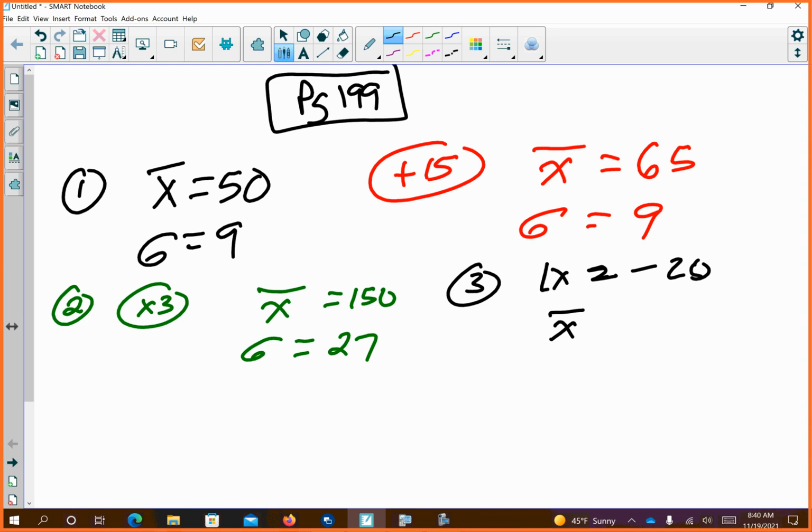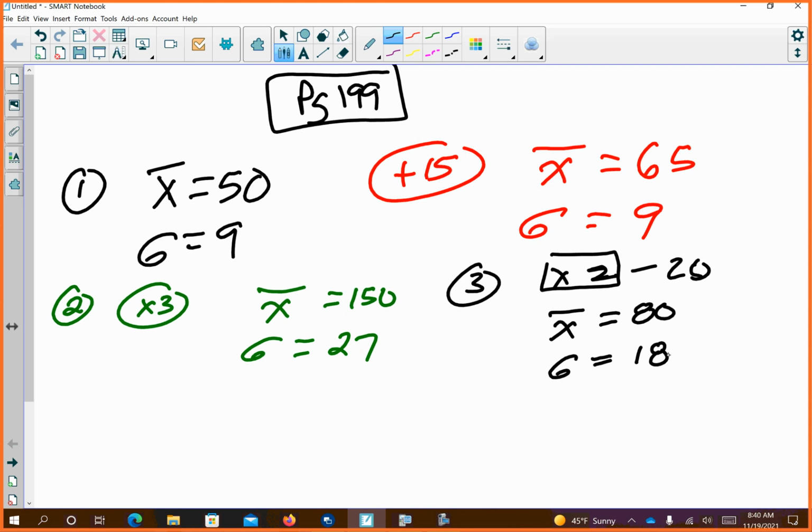All right, so we're going to double and then subtract 20. So I'll double the 50 to get 100 and then subtract 20 to get 80. And then the standard deviation will be doubled, but we do not subtract. So multiplication and division will change both the mean and the standard deviation. If you add or subtract, it does not change the standard deviation. It just changes the mean or the average. Pretty easy.